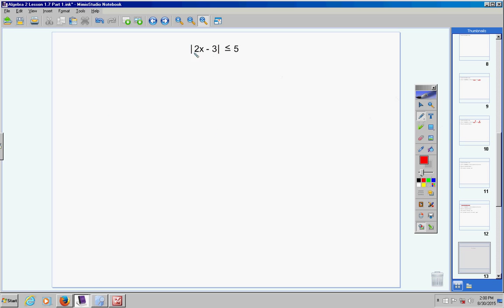Having said that, obviously, there's no isolating to do. This absolute value is all by itself. There are no numbers or variables on the outside. So step 2 says to rewrite the absolute value inequality as a conjunction or a disjunction.